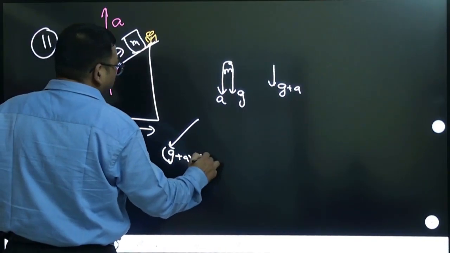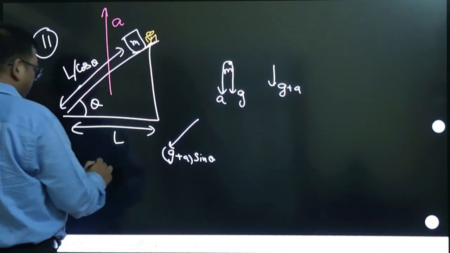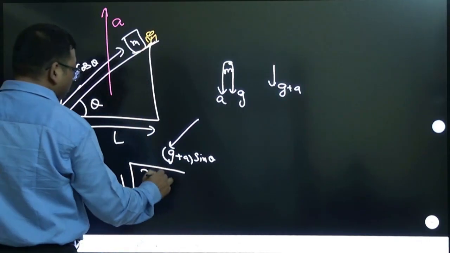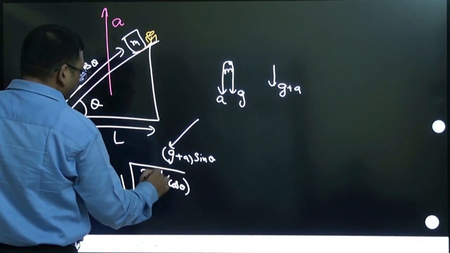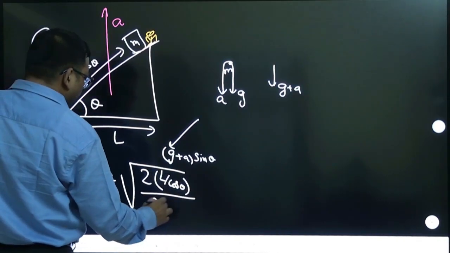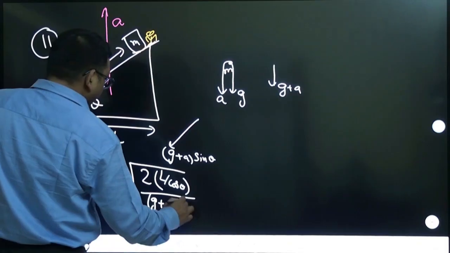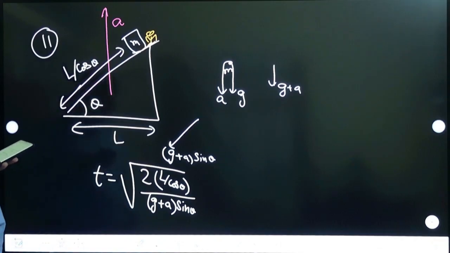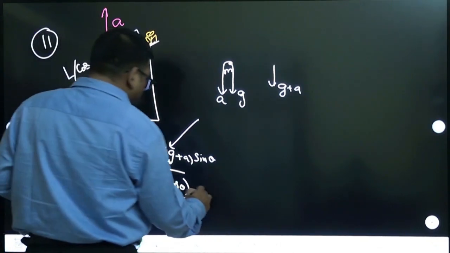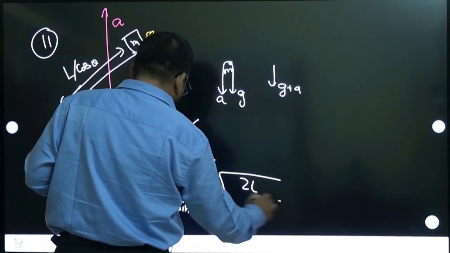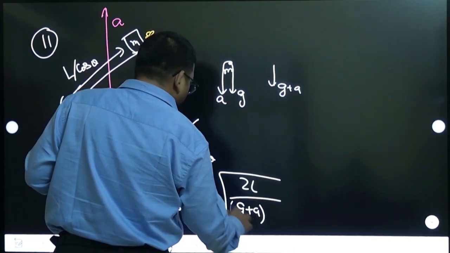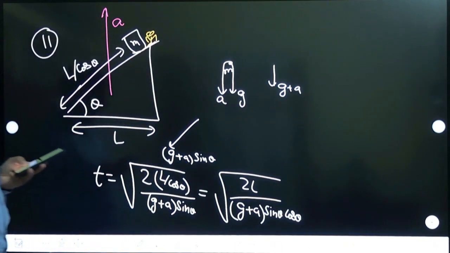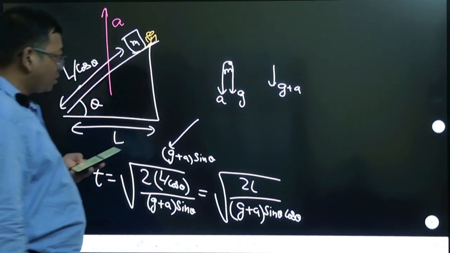So they are asking the time. Time is equal to root under 2 times distance. Distance is L by cos theta, by acceleration, which is g plus a sine theta. Correct. Just check, this is the option. So this becomes root under 2L by (g plus a) sine theta cos theta.